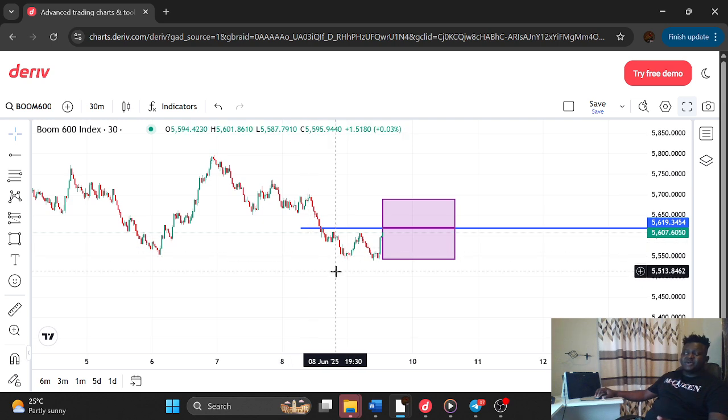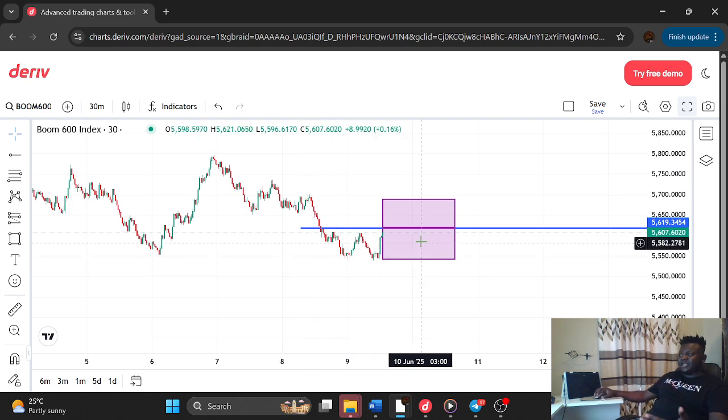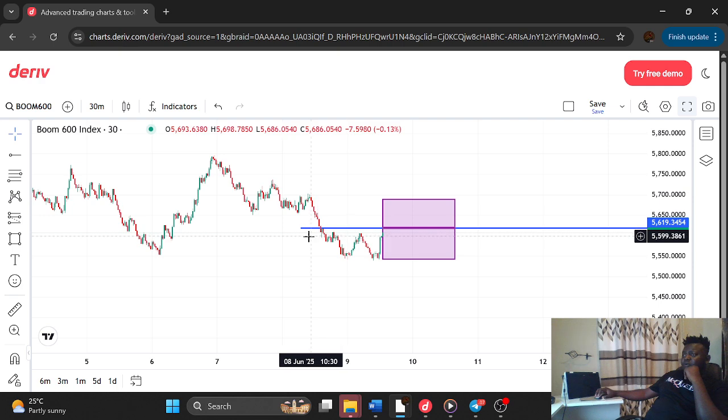But just based on that, we don't have the perfect entry. We just know that the market is now in a selling zone. So we indicate this as a selling zone. This is not a selling zone. This is a selling zone. So we now look for confirmations.